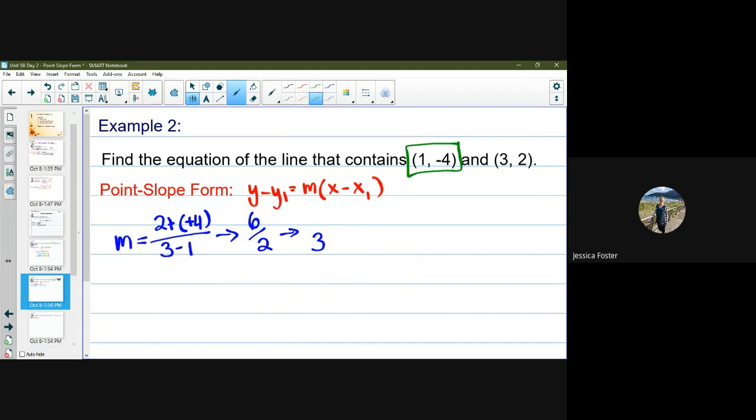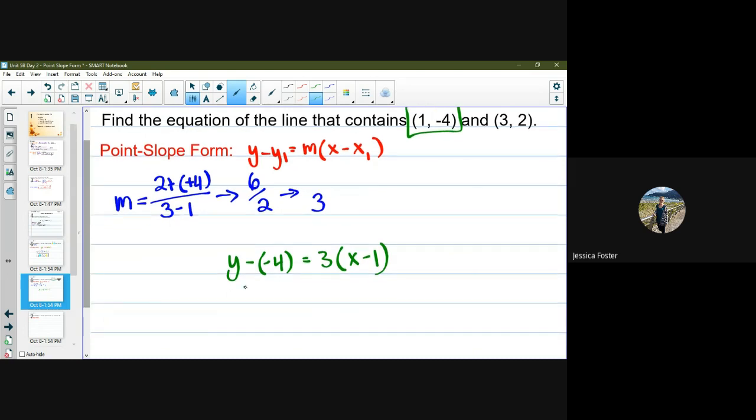So for this one, I've got y minus y1. Here's x1, here's y1. I'm subtracting a -4 equals my slope 3 times x minus 1. Clean that up a little bit. y plus 4 equals 3 times x minus 1. There you go.